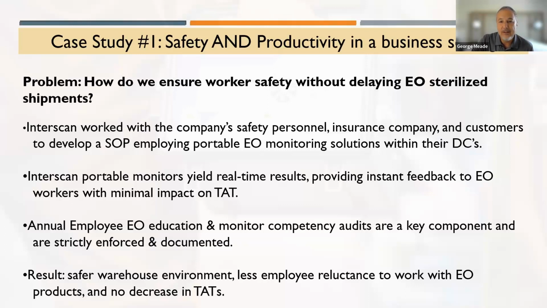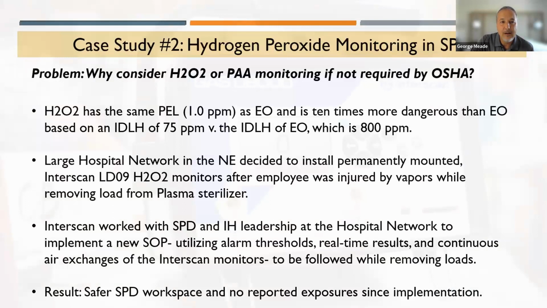So the second case study is an example of hydrogen peroxide. So the question or the problem is, and I'm sure all of you are dealing with now, OSHA doesn't require H2O2 or PAA sterilization to be monitored, right? There's no requirement. So why should I, or should I consider it?